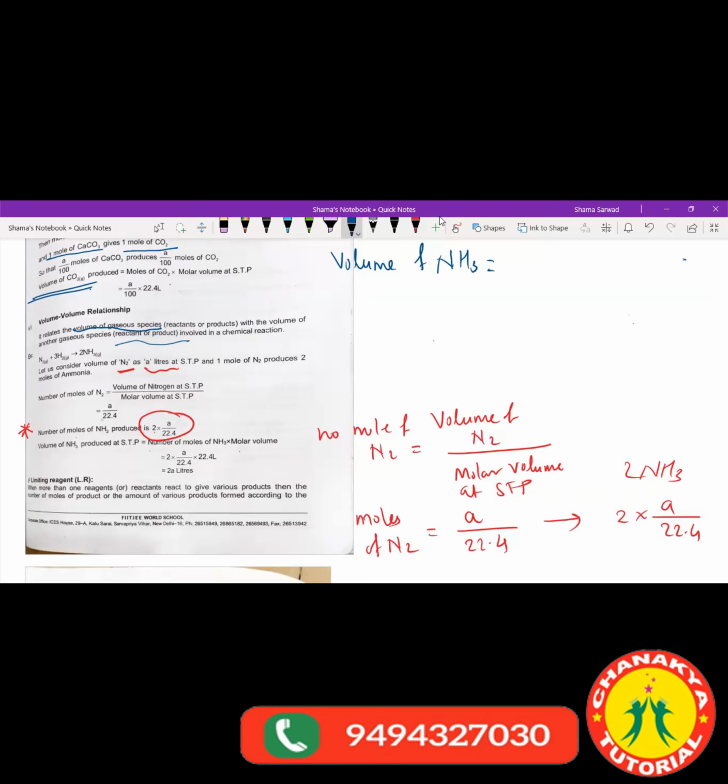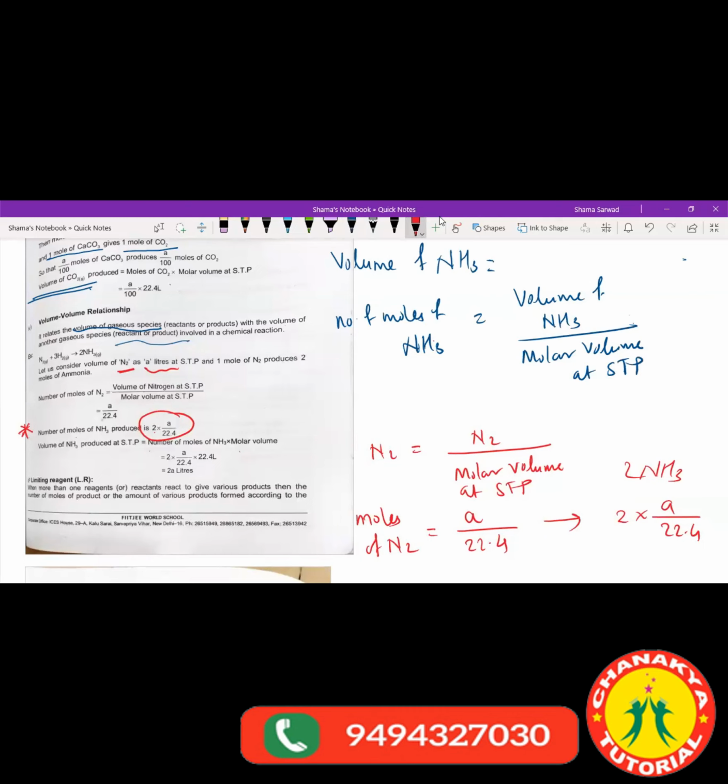Or generally, if you have to calculate the number of moles, I'll let you know how to do it. Suppose I have to calculate the number of moles of NH3. How am I going to calculate here? Volume of NH3 upon molar volume at STP, correct? This is the basic formula, which we have utilized here as well for nitrogen. Now what you have to do here is just rotate the terms. We have to calculate the volume of NH3. This molar volume at STP is divided over here; when it moves to that side, it becomes multiplied.